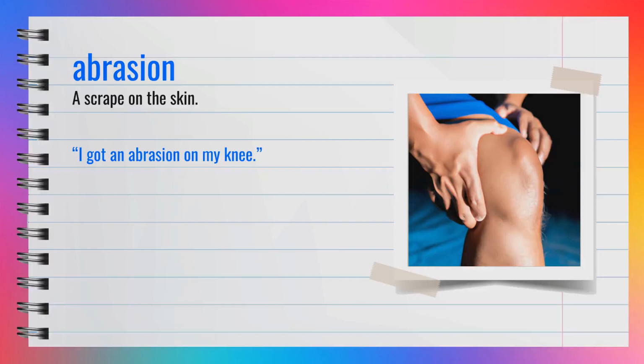The word abrasion, A-B-R-A-S-I-O-N, is a noun. It means a scrape on the skin. For example, I got an abrasion on my knee. This indicates that you got a scrape on your knee. Repeat after me. Abrasion. Excellent.